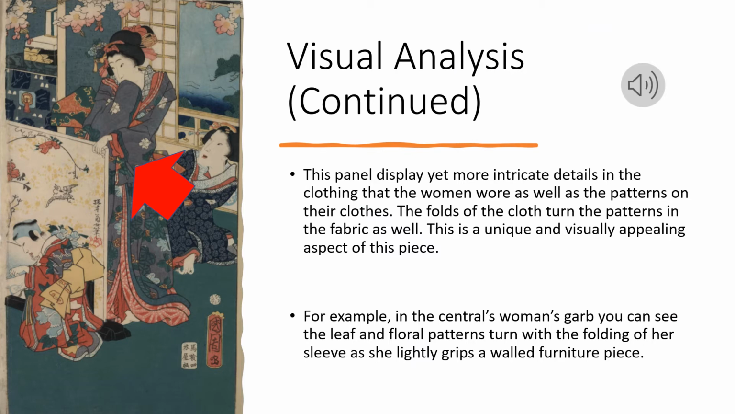The panel displays even more intricate details in the clothing, as seen by the patterns of the women's clothes. The women in this piece also demonstrate the trends of fashion in the Edo period. Their hair is ornate, and their skin is painted fair. The folds of the cloth showcase differently patterned fabric within their layers. For example, in the central woman's garb, you can see the leaf and floral patterns turned with the folding of her sleeve as she lightly grips a walled furniture piece. The contrasts in light colors and flower patterns emphasize this springtime piece.